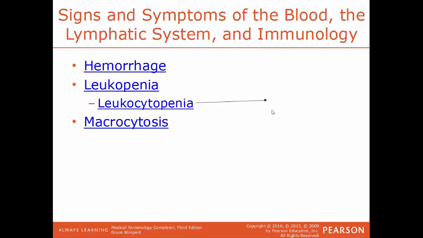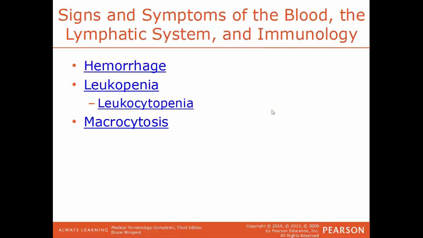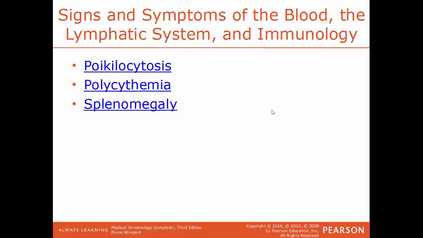And if we were to break this term down, leuko, of course, means white. Cyto means cell. And penia, the abnormal reduction of. Leukocytopenia and leukopenia both reference the same condition, a deficiency or an abnormal reduction of white blood cells. And last term on the slide, macrocytosis. This is a condition where red blood cells are much larger than they should be. So there's a standard size of a typical red blood cell. So when these get larger, there's usually a reason behind that.